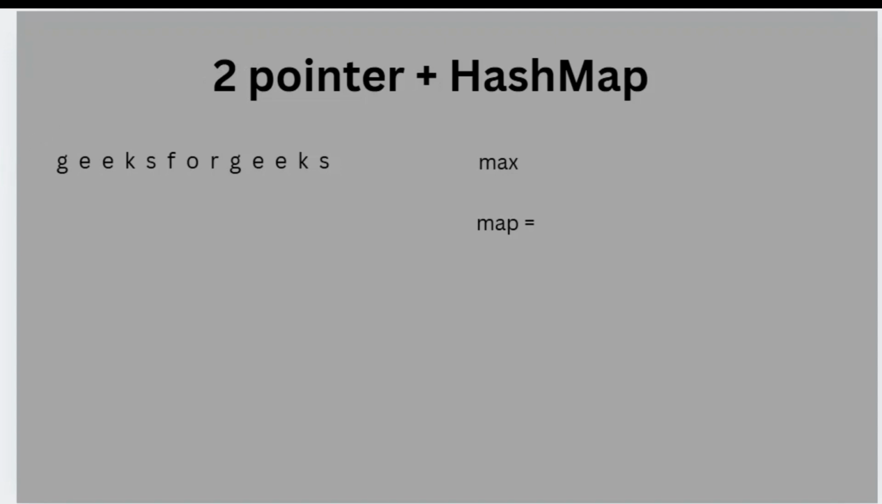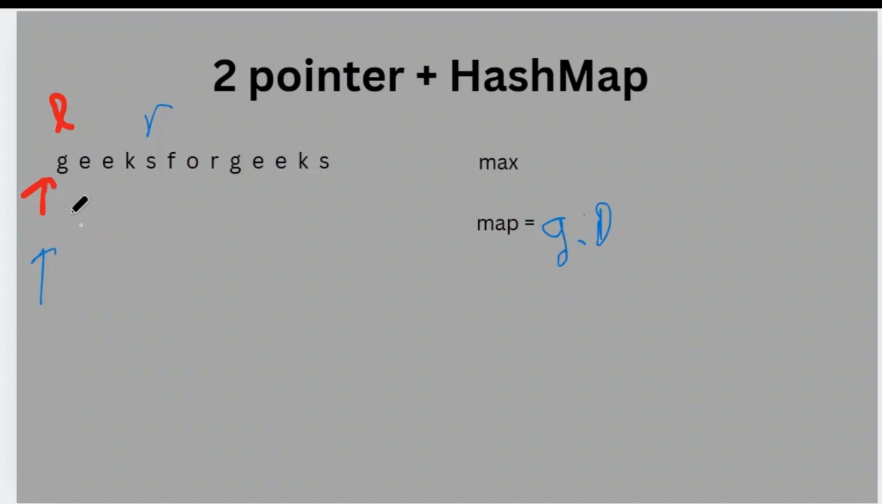In this we'll take two variables, left and right. Initially both variables will be set to 0 and will be pointing towards the first character, that is g. And then we'll keep on iterating the right variable. As the right variable keeps on increasing, the map keeps on adding new values. The map contains g and its position, I mean g and 0.